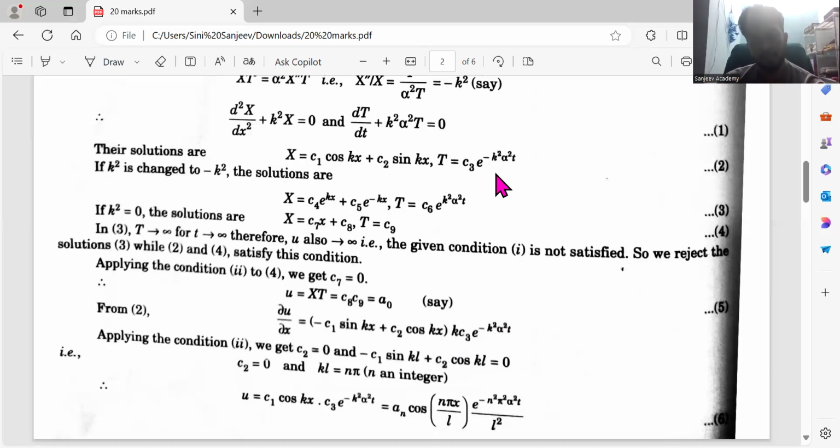This one, this particular thing, T is C3 power minus k square alpha square t. That same thing I'm going to put, because it's a constant. It has got nowhere related to x. That's the reason I'm putting this t here. This is basically u is equal to xt.